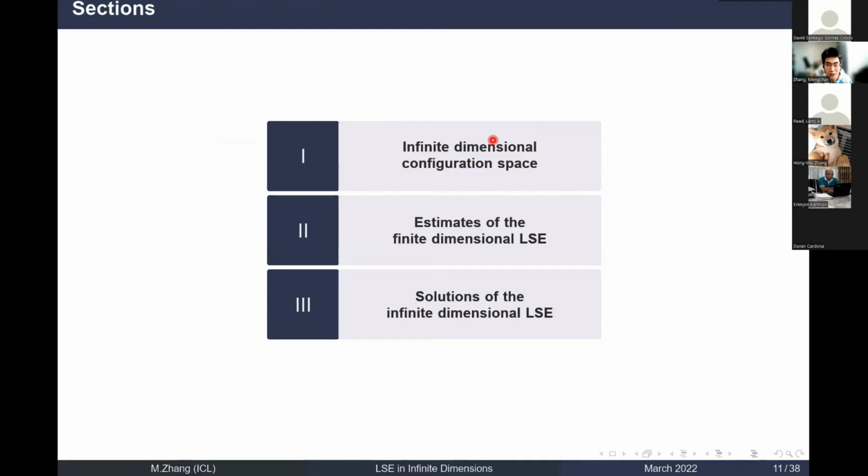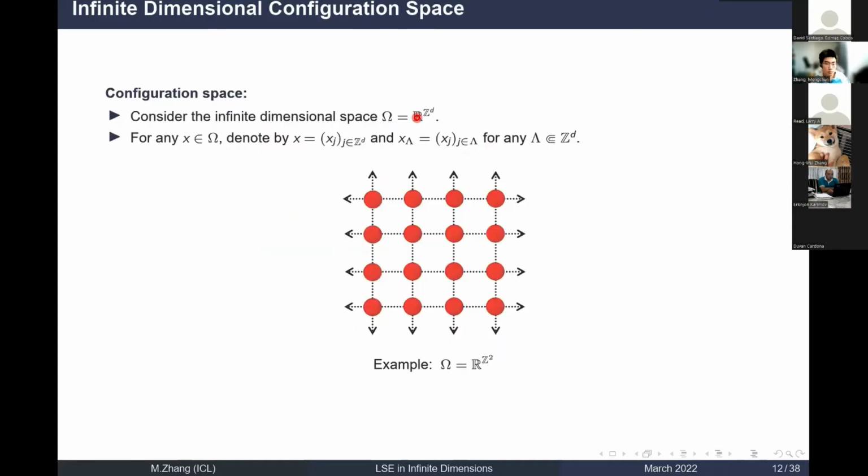Your question will be addressed in the first section, because we'll properly set up this infinite-dimensional configuration space, and then the idea is to use an argument of finite dimensional approximation. Basically, we develop some estimates uniform in dimensions, but which only work for finite dimensional LSE. Then we use these uniform estimates to deduce the existence of solutions to the infinite dimensional LSE. So that's the idea. But as you mentioned before, first we need to properly define everything. As I mentioned before, we only consider regular lattices, for example Z^d.